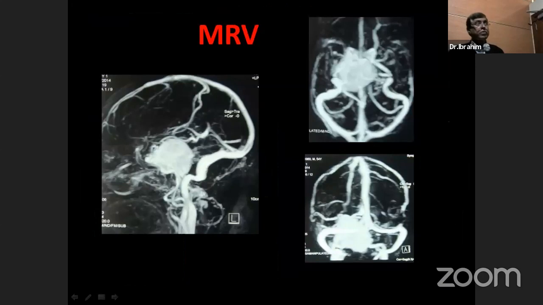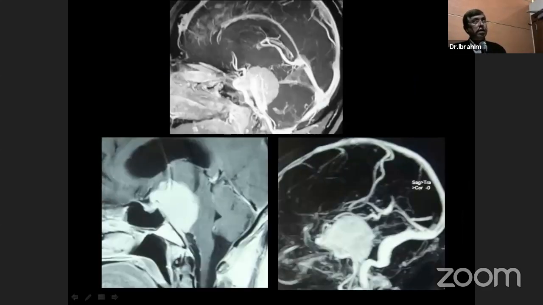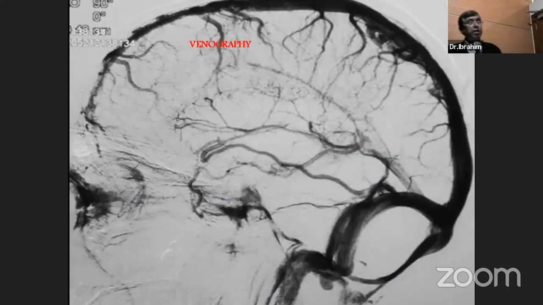So it's important to do CT scan, MRA, MRV. And look at this MRV, you would envision what the tumor is. Most important. One of my cases, venogram. What do you see? Persistent occipital sinus. That's why you have to do MRV.